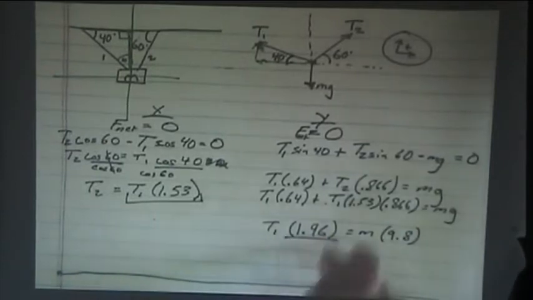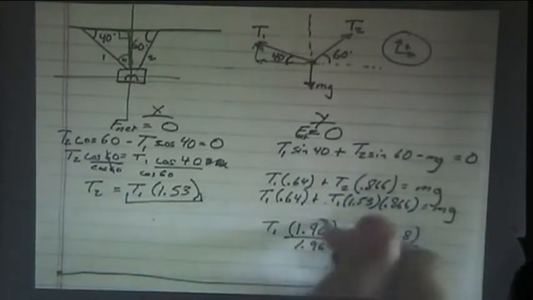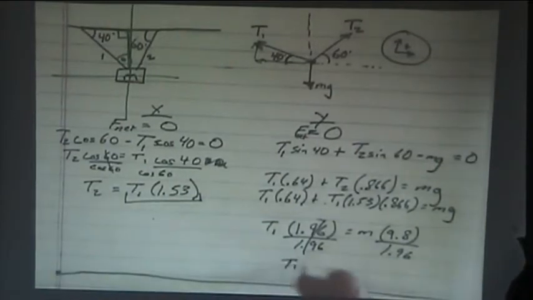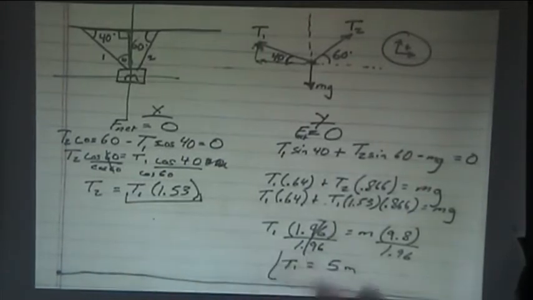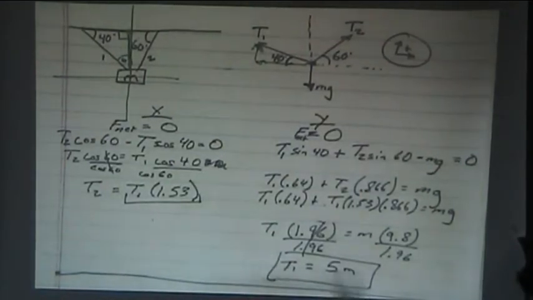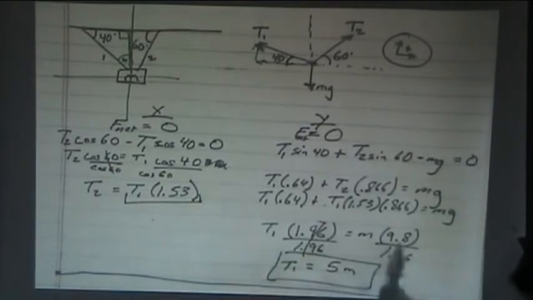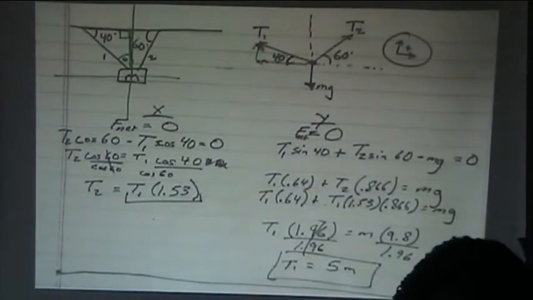So if I divide both sides by 1.96, T1 is going to equal 5 times the mass in newtons. Again, there's no real units over here. It's just because I've been dividing and doing the algebra that you kind of have to put the units back in yourself if you had the mass there.